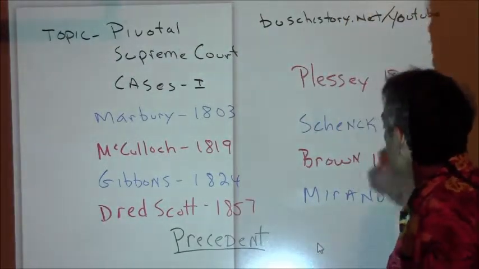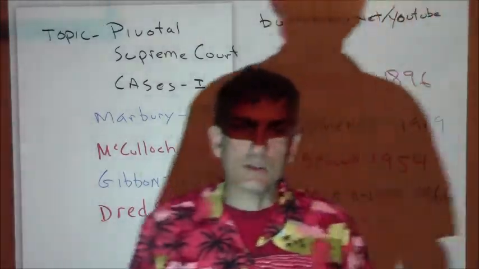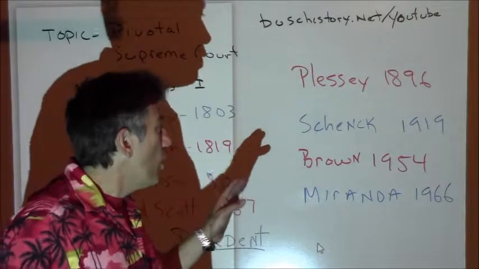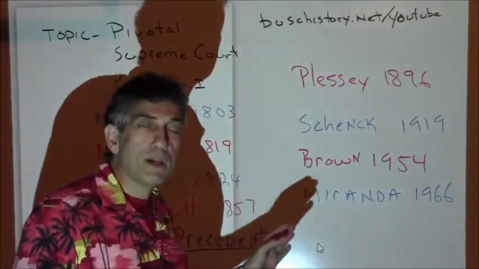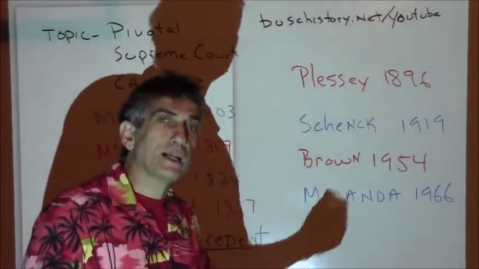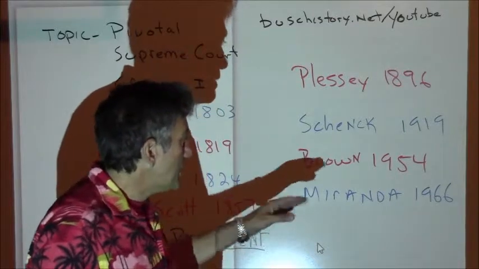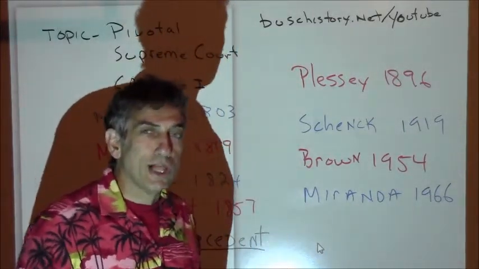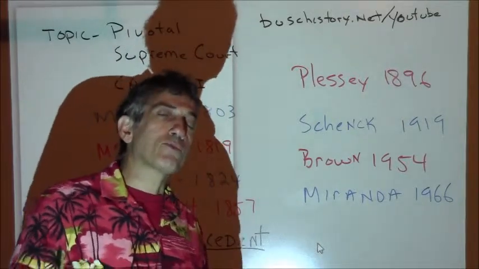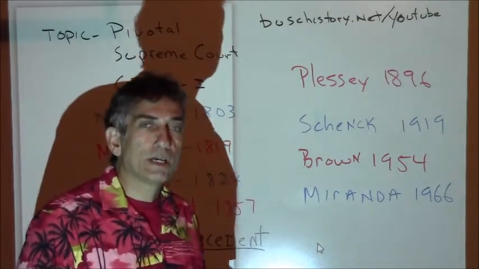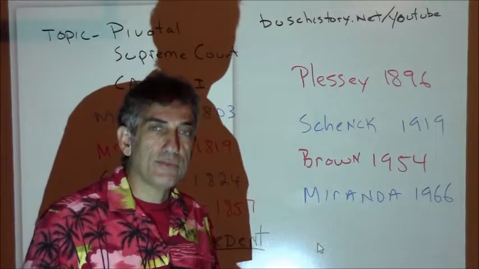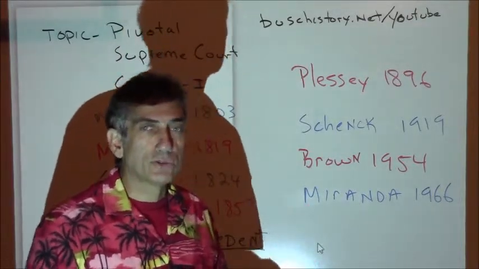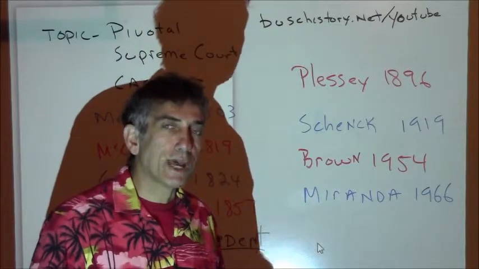Then we go to Brown in 1954, probably the granddaddy of them all. Everybody knows something about Brown. And that's going to have the whole effect of, is separate but equal actually legal? Is it constitutional? And then Miranda in 1966 is the case that, if you watch TV shows a lot, especially police dramas, we all know about the Miranda rights. What rights does the accused have when he or she is arrested? Do they have right to counsel? Do they have rights to remain silent and stuff like that?